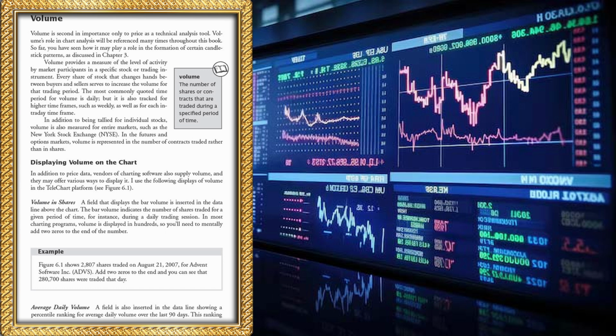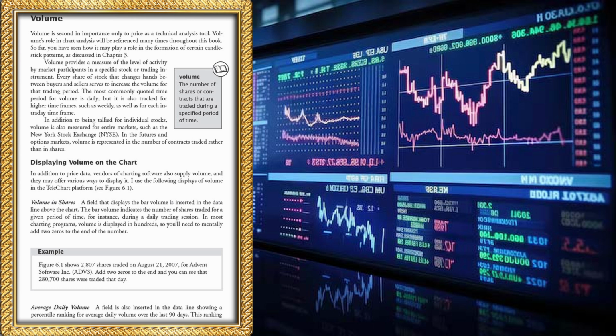Volume. Volume is second in importance only to price as a technical analysis tool. Volume's role in chart analysis will be referenced many times throughout this book. So far, you have seen how it may play a role in the formation of certain candlestick patterns, as discussed in Chapter 3. Volume provides a measure of the level of activity by market participants in a specific stock or trading instrument. Every share of stock that changes hands between buyers and sellers serves to increase the volume for that trading period.